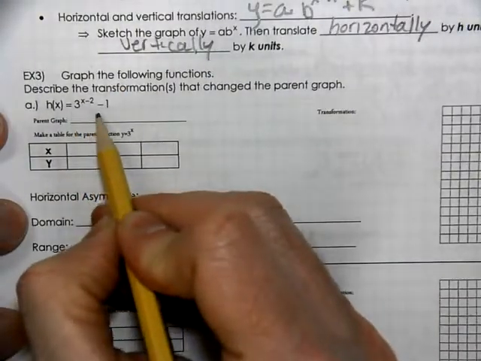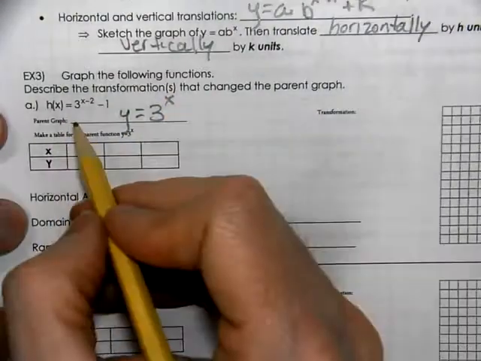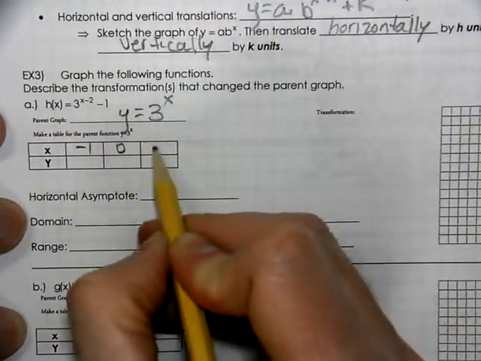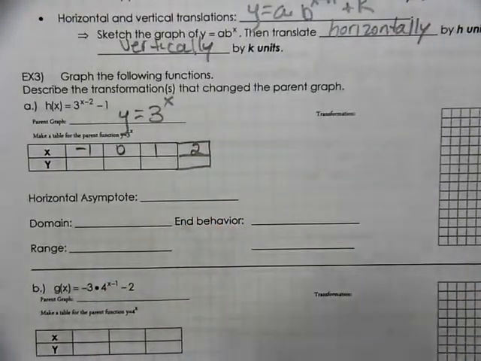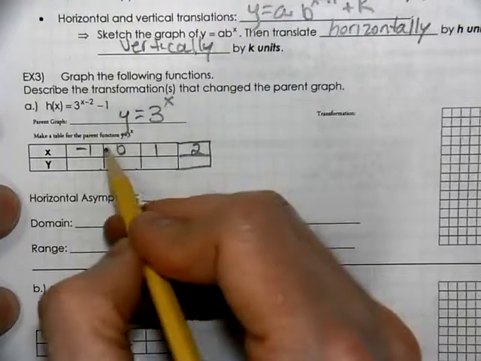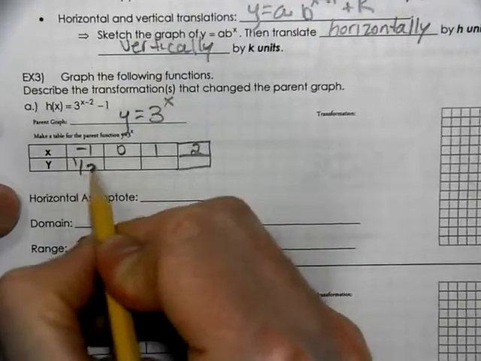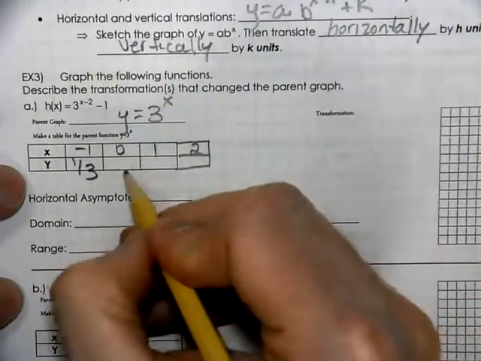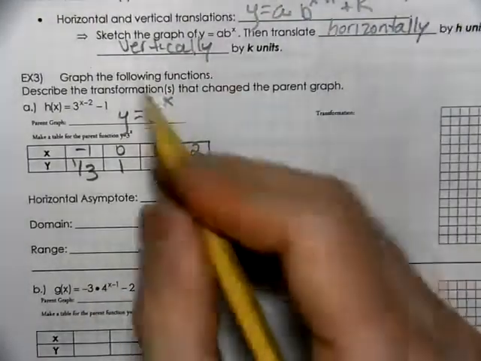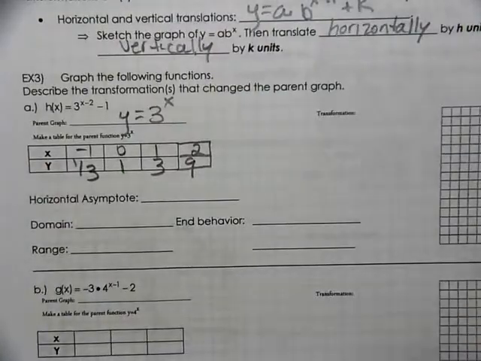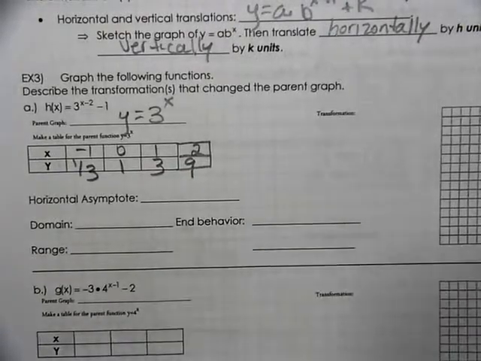So our parent function for this is going to be y equals 3 to the x. So we'll use some numbers like -1, 0, 1, and we can even make this a little bit bigger if we wish to be 2. So what happens with a negative exponent? It flips the 3 into the denominator. Anything to the 0 power is 1. Anything to the first power is itself. And then squared is 3 times 3. So those are the values that make up the table for the parent function. You can only make a table for the parent function.